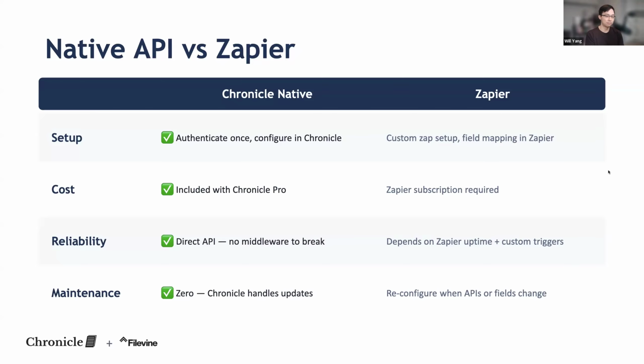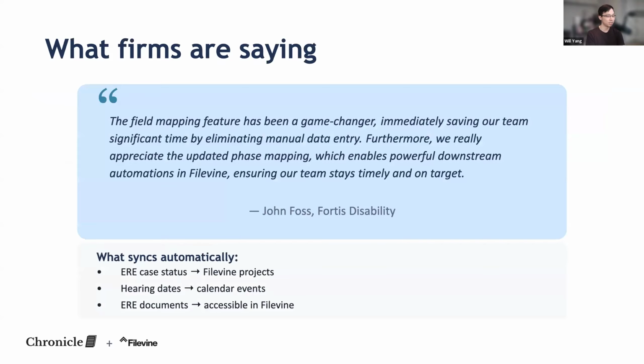We've been fortunate to have some folks testing this out early. I actually think John is in the audience today, so good to see you, John. But John Foss from Fortis Disability shared with us that this field mapping feature has been a game changer, immediately saving our team significant time by eliminating manual data entry. Furthermore, they've really appreciated the updated phase mapping, which enables a lot of powerful downstream automations, which ensures that their team is staying on track and on target with everything. So again, as a reminder, what's now syncing is ERE case status going into Filevine projects, hearing dates showing up as calendar events, and then ERE documents being accessible in Filevine.